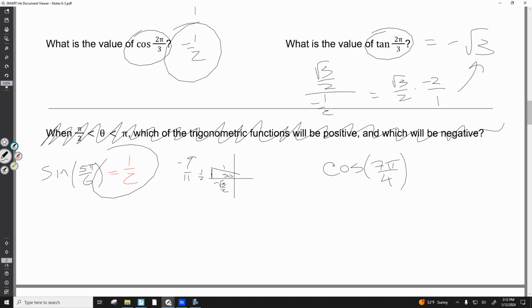7 pi over 4 is not straight down. 7 pi over 4 is 1 pi over 4 away from 8 pi over 4. The answer is positive root 2 over 2. If you didn't get it right, here's probably where you're making mistakes. So go back, make sure you know. 8 pi over 4 minus a pi over 4 takes you to the fourth quadrant.